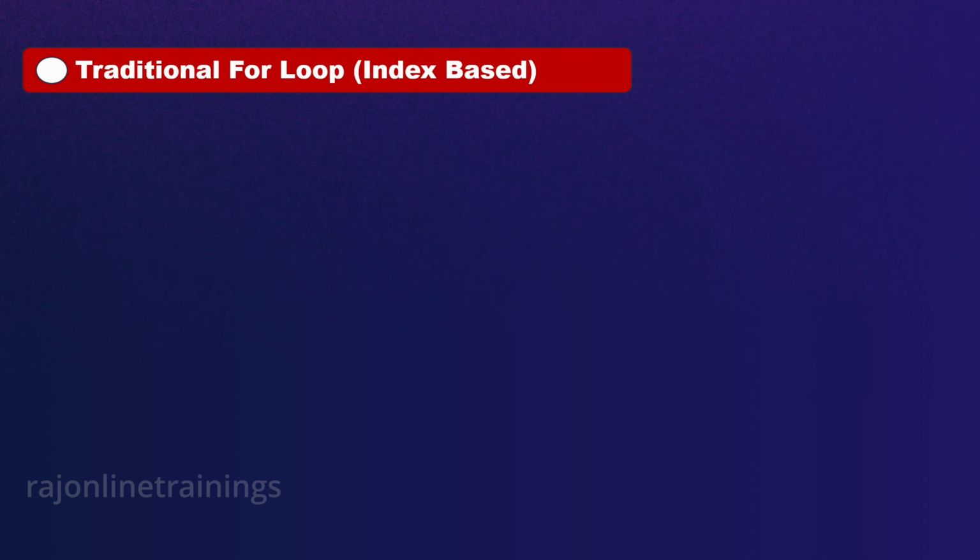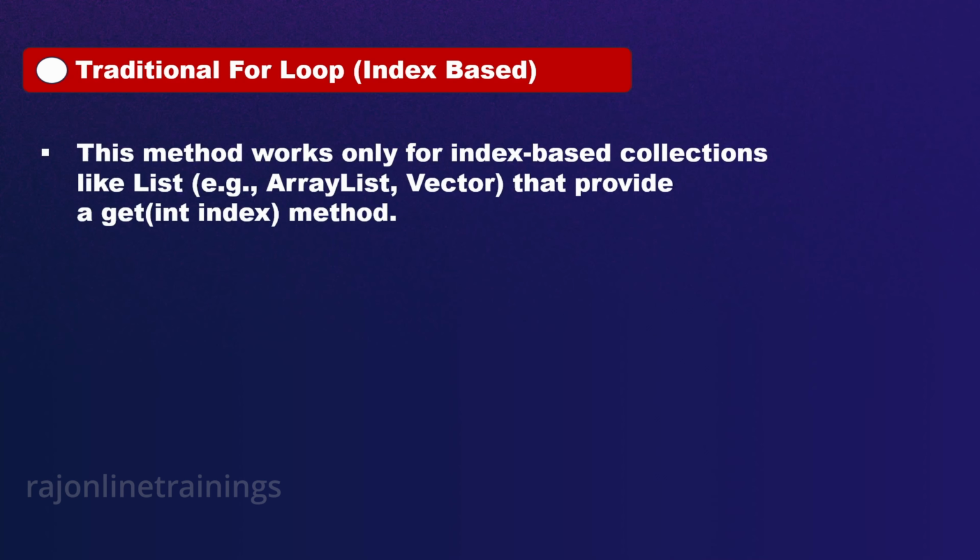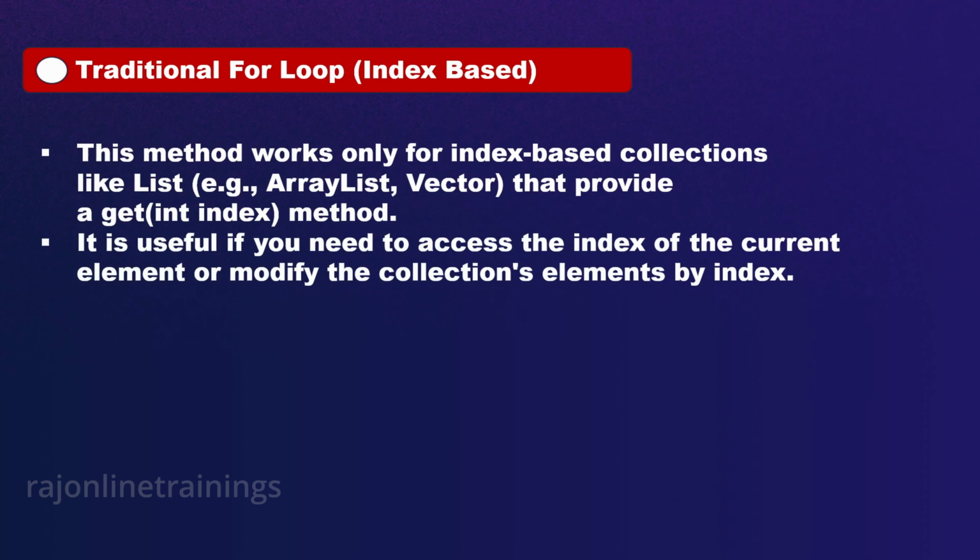The first one is the traditional for loop, and this is index based. It works for index based collections only, for example a list like ArrayList or Vector, which contains a method get. This get method takes an index as an argument. It is useful if you need to access the index of the current element. So when to think of the traditional for loop? When you want to access the element based on index.